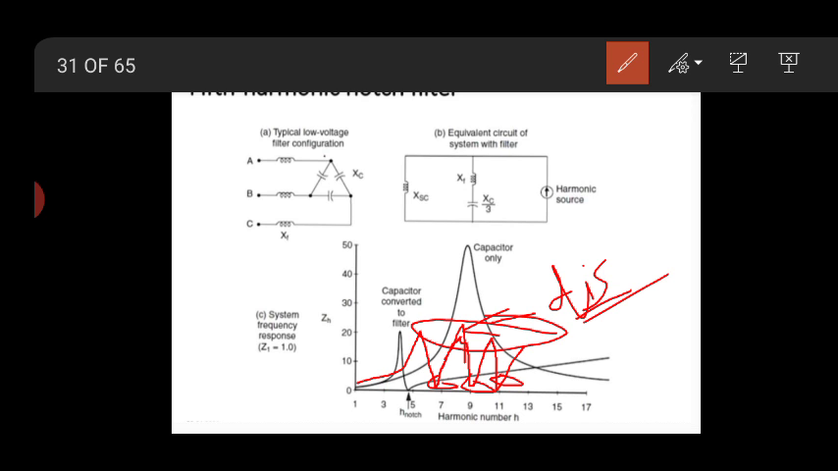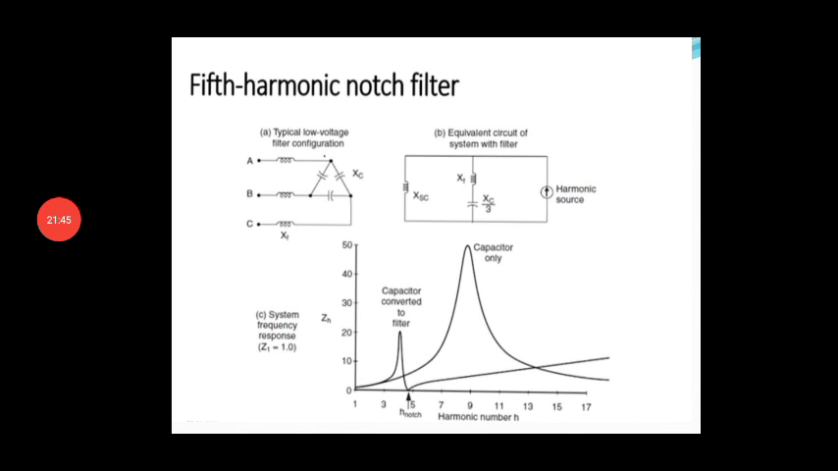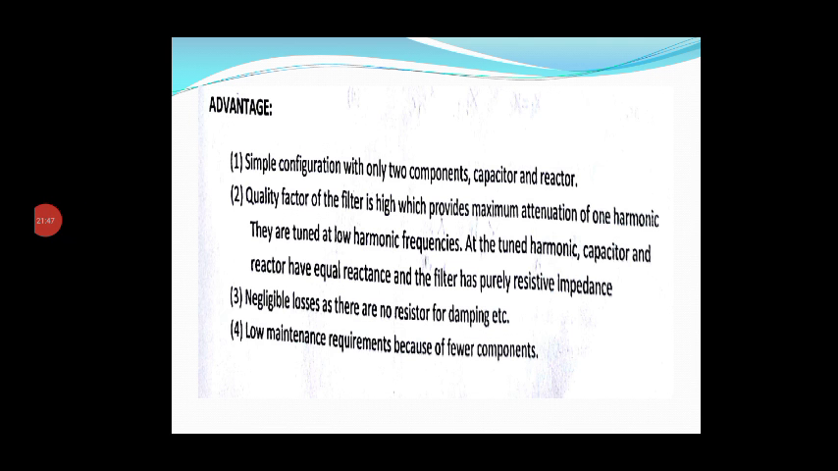This is its main disadvantage. Okay, so now we see the advantages of the notch filter. The simple configuration with only two components, capacitor and reactor. The quality factor of this filter is high, which provides maximum attenuation for one harmonic. They are tuned at low frequency harmonics. At the tuned harmonic, capacitor and reactor have equal reactance, and the filter has purely resistive impedance.